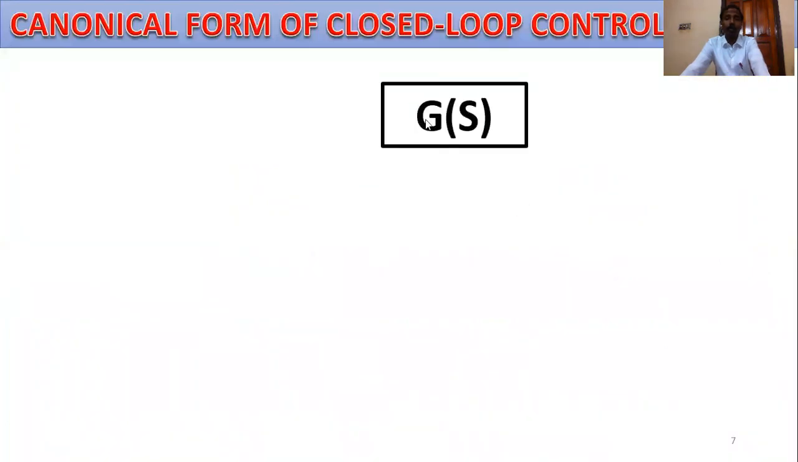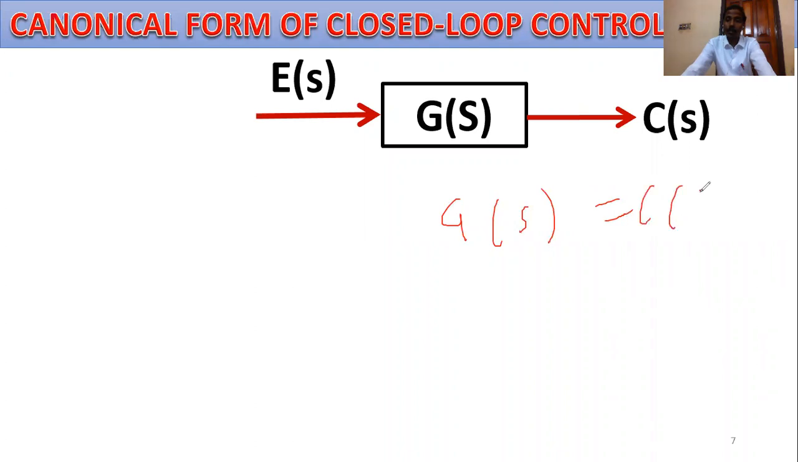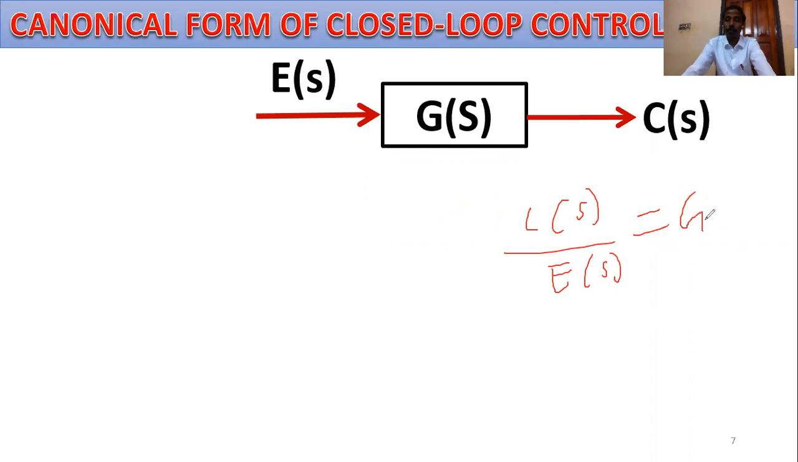Then the canonical form of closed loop control systems. This is the control system block G of S, the actuating signal E of S, and the controlled output C of S. Then G of S equals what? G of S equals C of S divided by E of S, output by input, equivalent to G of S.